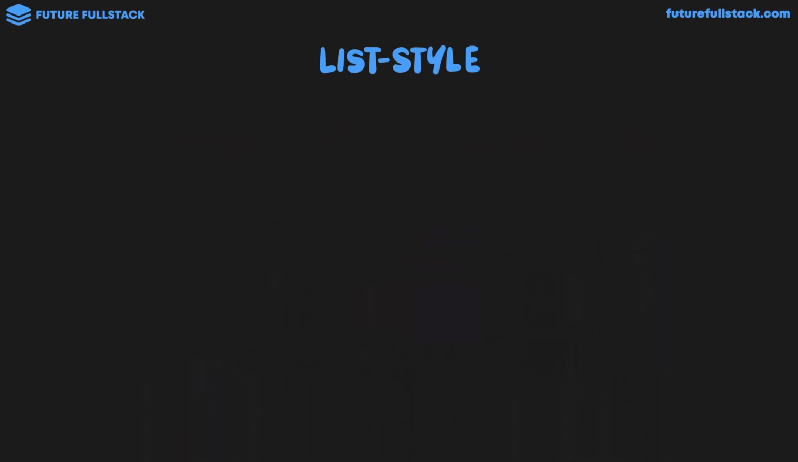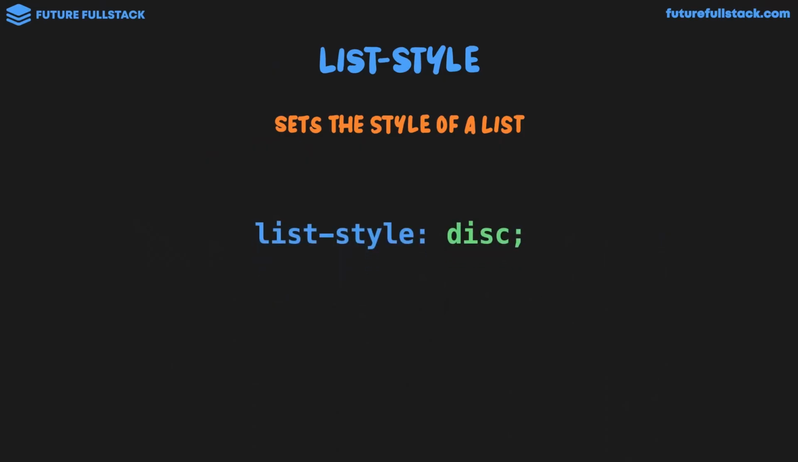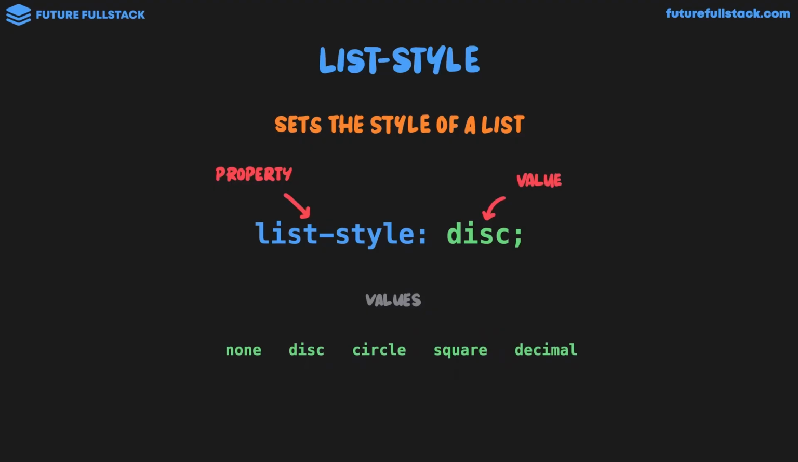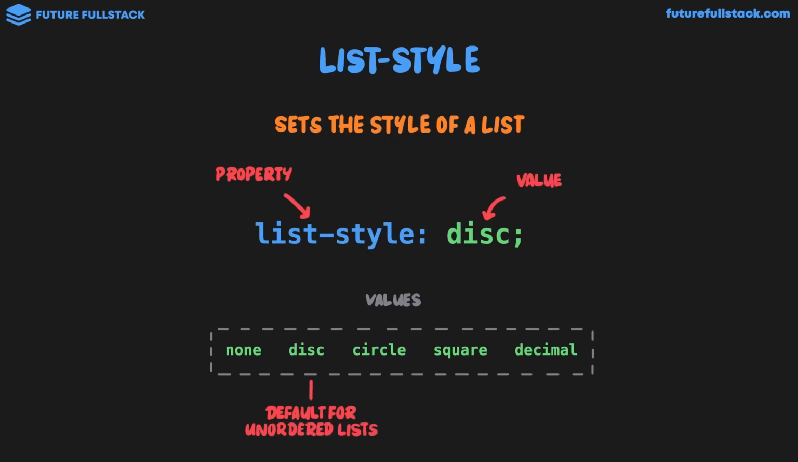As the name suggests, list style sets the style of a list. Here we can see list-style, which is the property, and in this example, disk is the value. The values we can have include none, disk, circle, square, and decimal. Disk is the default for unordered lists. As you've seen, the bullets are always a solid black fill, or disk. Decimal is the default for ordered lists, which are integers that increment by 1 for each list item. Let's go play around in VS Code.